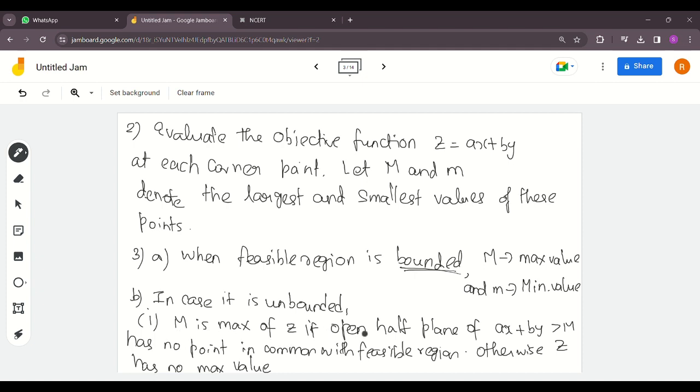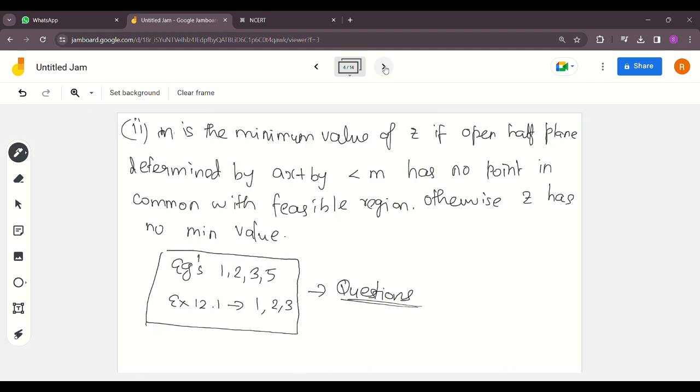Capital M is the maximum of Z if the open half plane Ax plus By is greater than M has no point in common with the feasible region. Suppose many points lie outside the feasible region; in that case there is no maximum value. Similarly for the minimum condition, small m is the minimum value if the open half plane determined by Ax plus By is less than m has no point in common with the feasible region.